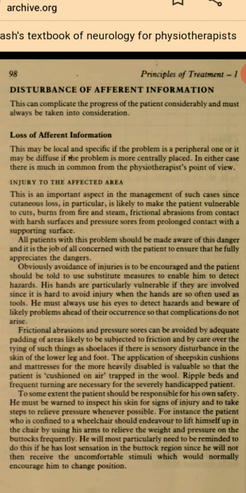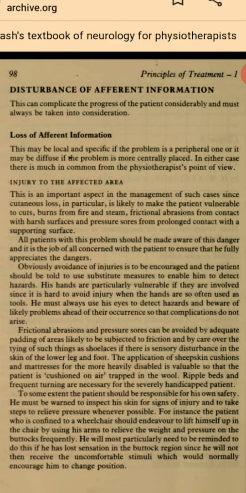Frictional abrasions and pressure sores can be avoided by adequate padding of areas likely to be subjected to friction and by care over the tying of such things as shoelaces. If there is sensory disturbance in the skin of the lower leg and foot, the application of sheepskin cushions and mattresses for the more heavily disabled is valuable so that the patient is cushioned on air trapped in the wool. Ripple beds and frequent turning are necessary for severely handicapped patients.